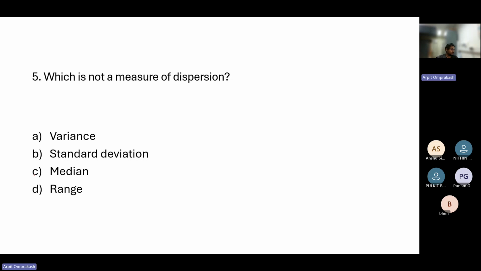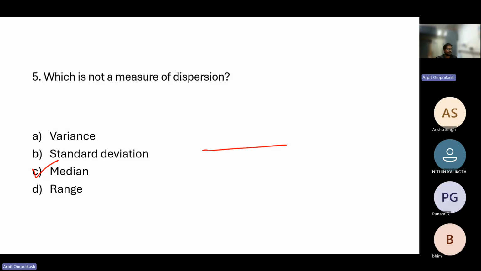Yes, the answer is C, median. Variance, standard deviation, and range are all measures of dispersion. Mean, median, and mode are measures of central tendency. So basically, if you have a distribution, your mean, median, mode tell you where your data is centered, and your range, your variance, or your standard deviation basically tell you how it is spread.